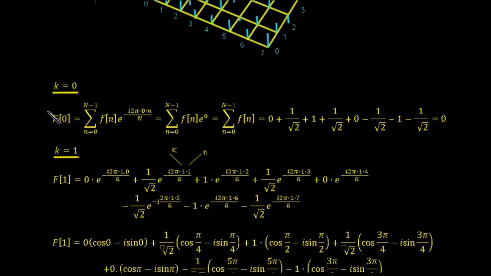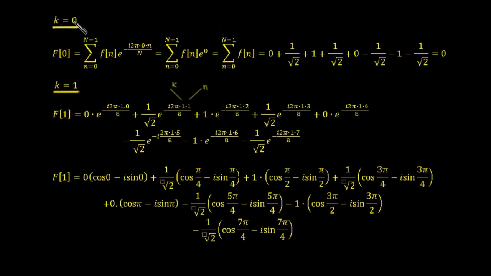So let's do the k equals 0. The equation is f of 0 is equal to the sum from n equals 0 to n minus 1 of f of n e to the minus i 2 pi.